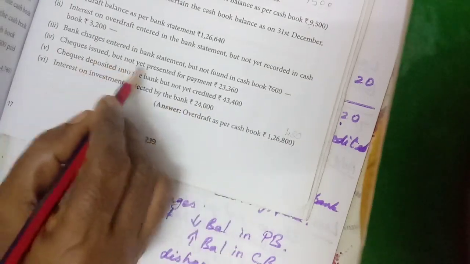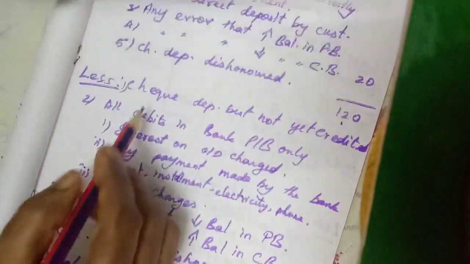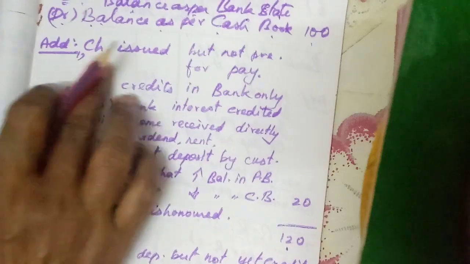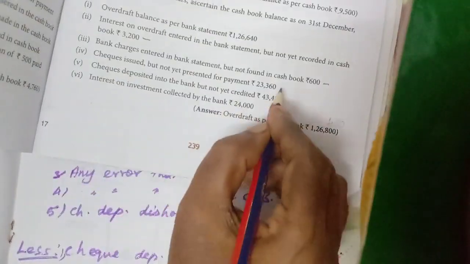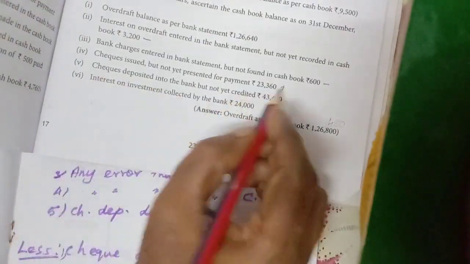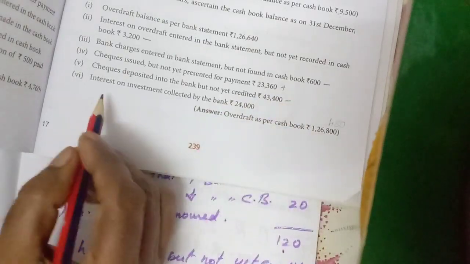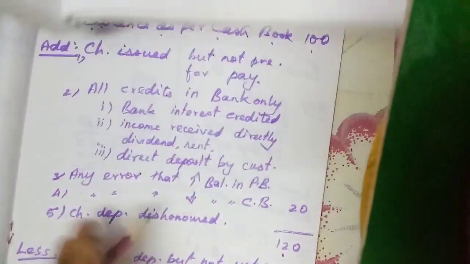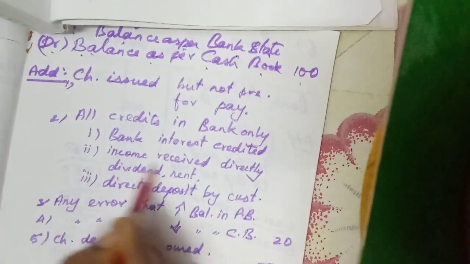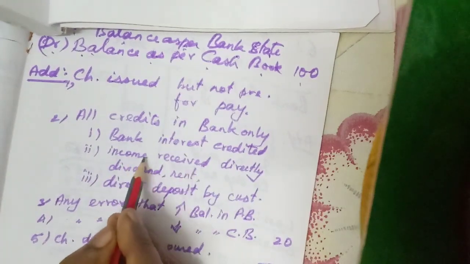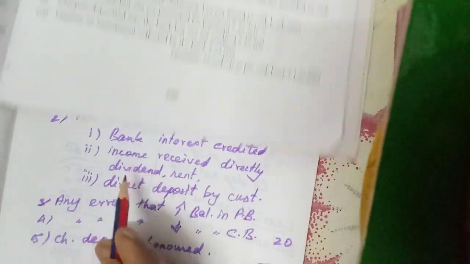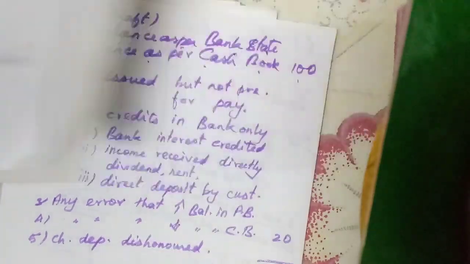Then check issued but not yet presented for payment. Check issued we will add, isn't it? Then check deposited we should deduct. Then interest on investment collected by the bank. Any credit, that income received, interest on investment received by the bank we need to add. We will do in the notebook. So that is what should be added. If you are very thorough, you can do it very easily.